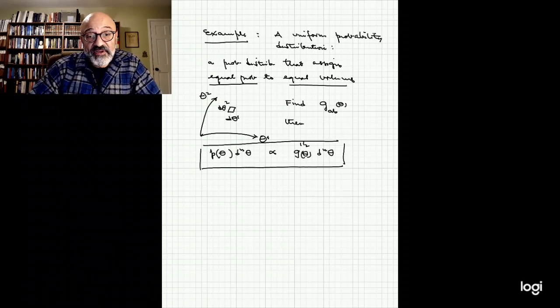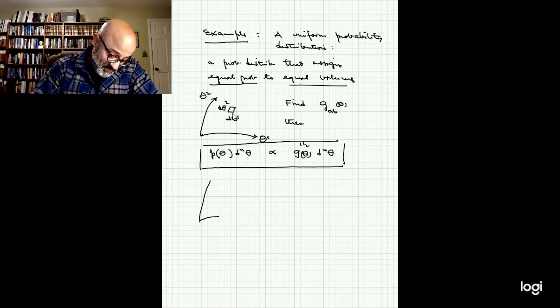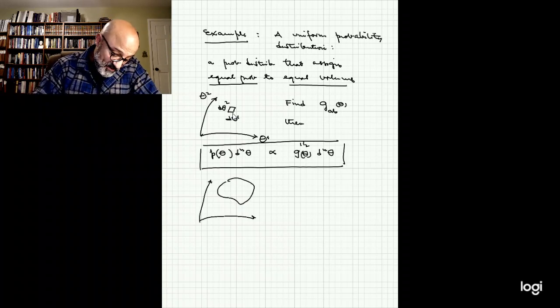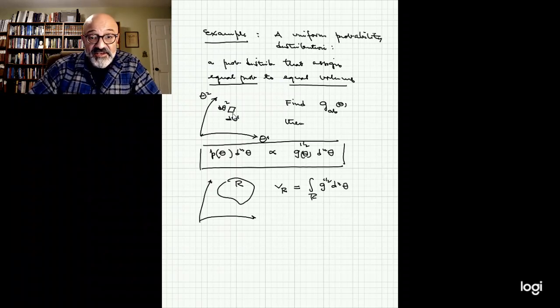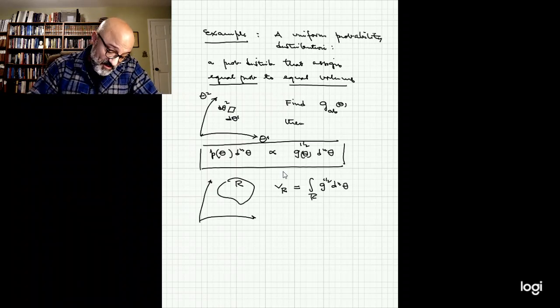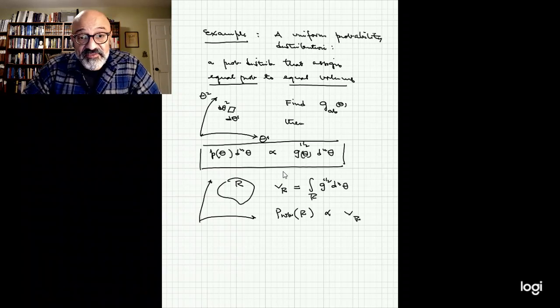If you want to find the total volume of a region, so here you have a region, a funny region, then the total volume of the region R is going to be, of course, g to the 1/2 d^n theta integrated over R. And if the distribution of probability is uniform, then the probability of the region R has to be proportional to the volume of the region R.